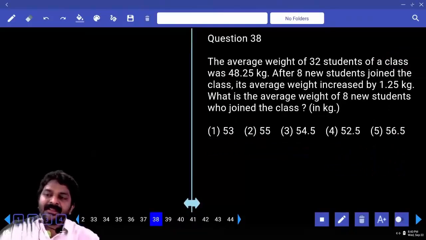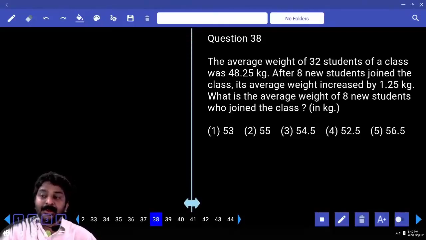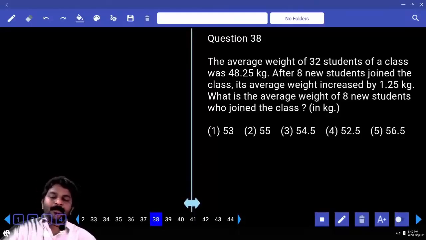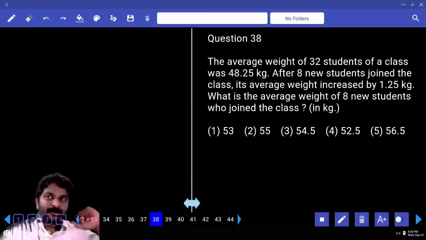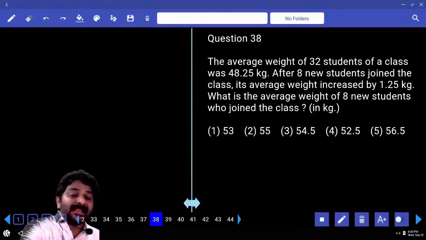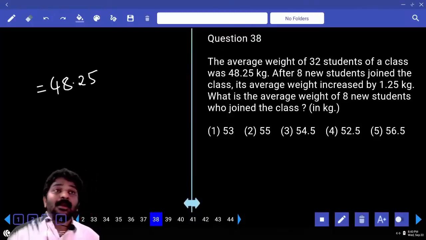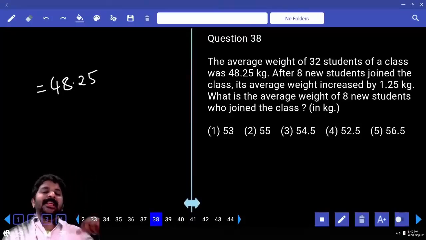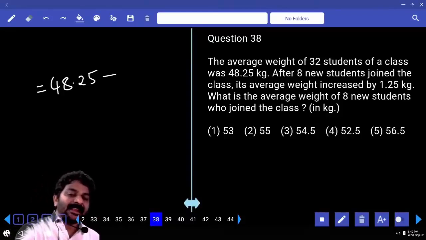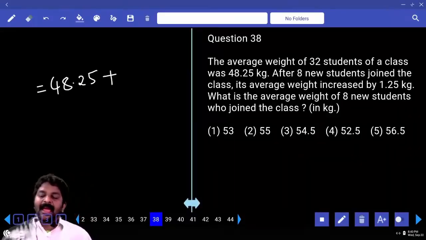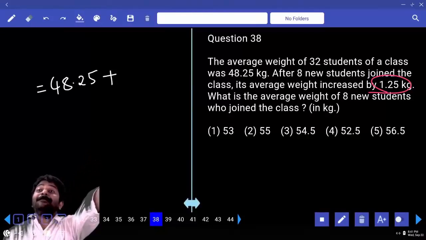Next. The average weight of 32 students of a class was 48.25. After 8 new students joined the class, its average weight increased by 1.25. Because of the new students, the average weight is more. Am I right? Then the average of these 8 people will be definitely more than 48.25. Definitely more. Okay. Next. Average increased by how much? For how many people? For 40 people.